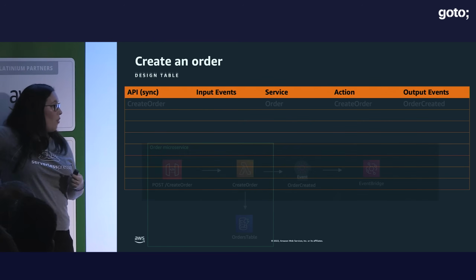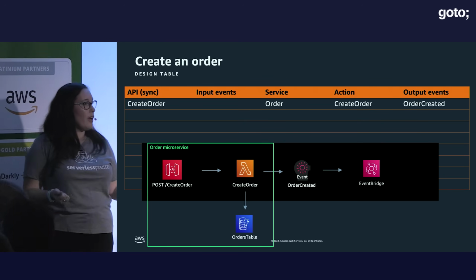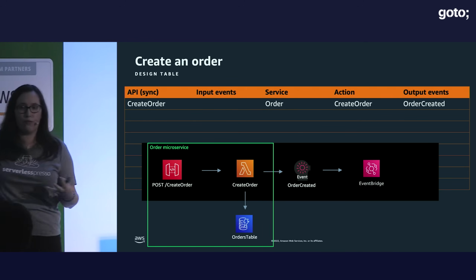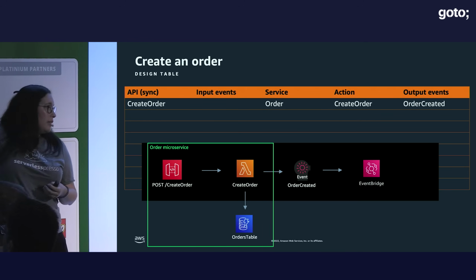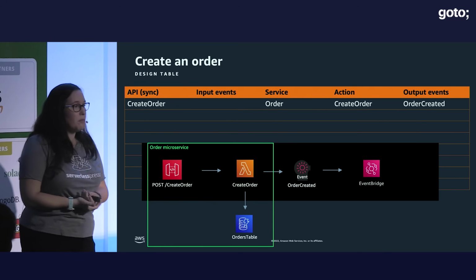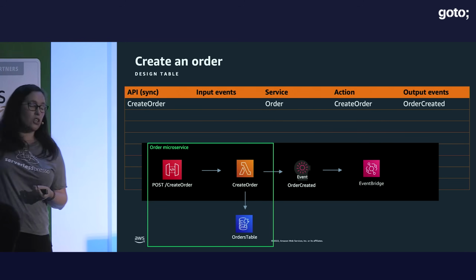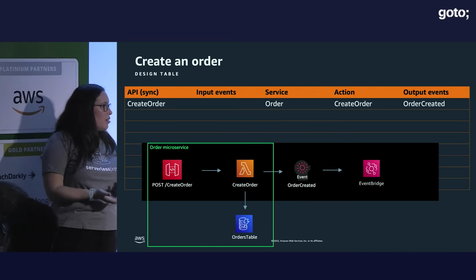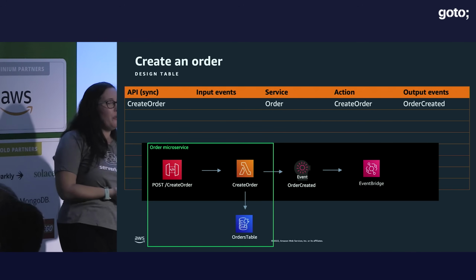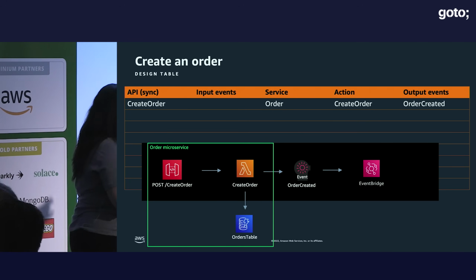In the case of ordering, we have an API gateway that triggers the whole process, create the order. It comes from our web front. Second one is the input event. In this case, we don't have any. Then we have the service, in this case, the order microservice. Then we have the action, create the order. In our serverless land, that is the function name. And then finally, we have the output event.